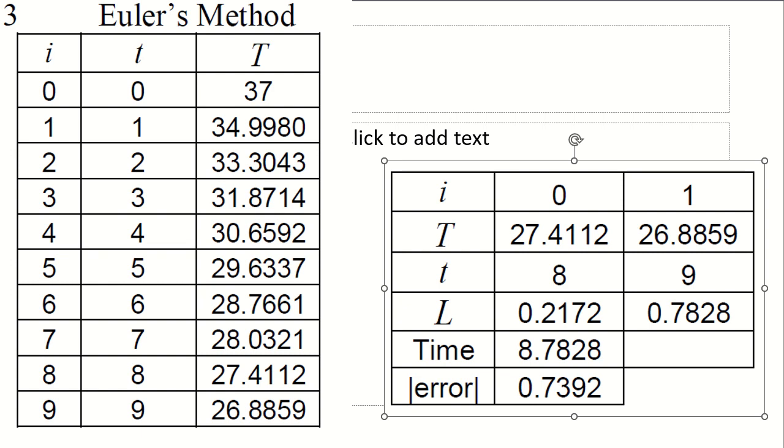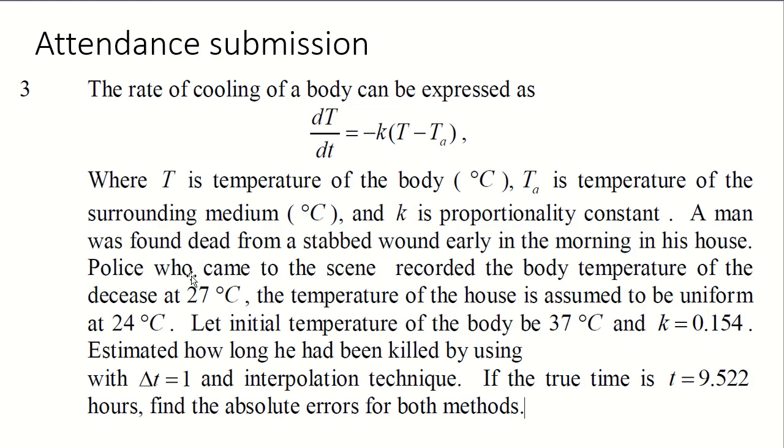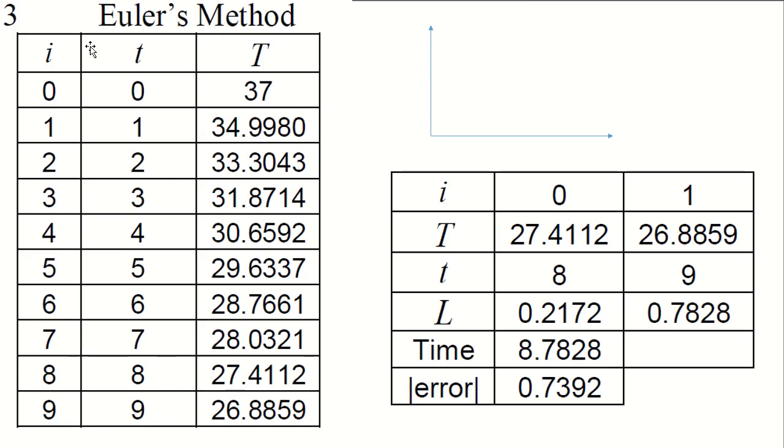We want to estimate the time, am I correct? So in other words, the time will be our y-axis, while the x-axis will be our temperature. When the police came, the police measured the dead body at 27, am I correct? It's 27. So it explains why we stop at the 9th iteration.